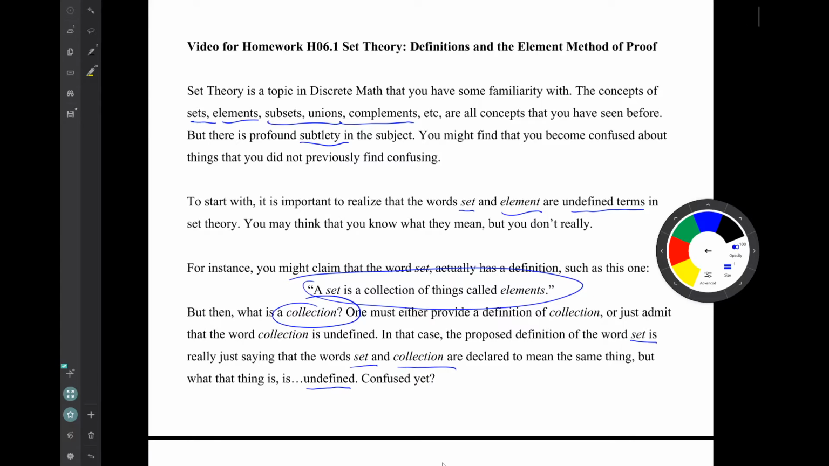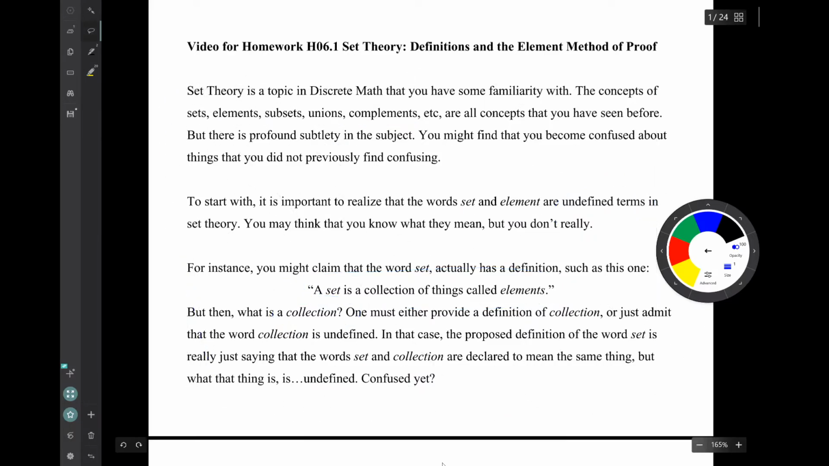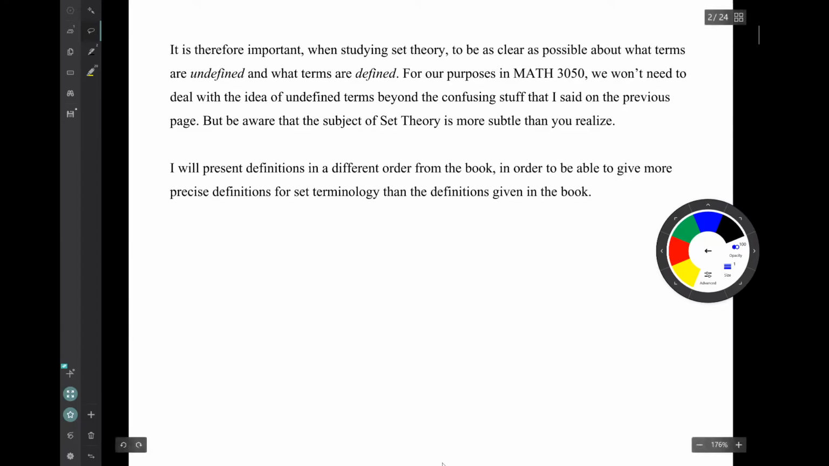So that's the kind of thing that's confusing about set theory for students who haven't before encountered this idea in math, that you can have a subject where certain words are what are called undefined terms. So it's important when you're studying set theory to be as clear as possible about what terms are undefined and what terms are defined. But for our purposes in Math 3050, we won't really need to deal with the idea of undefined terms beyond the confusing stuff that I mentioned earlier. But be aware that the subject of set theory is actually much more subtle than you might realize.